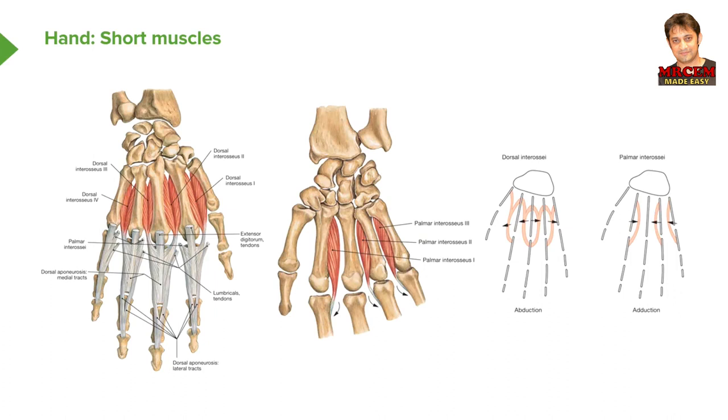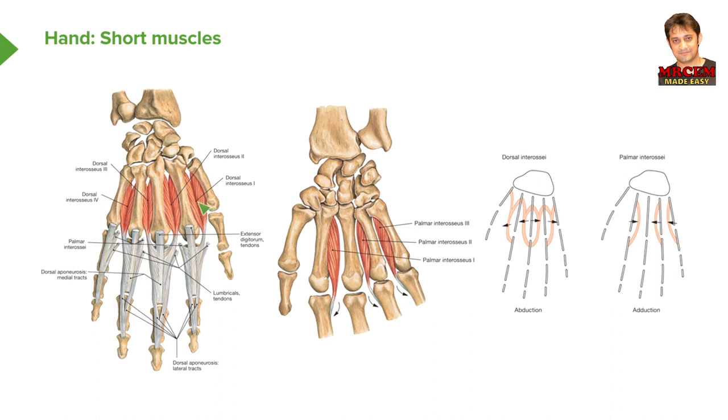Now let's carry on looking at a series of short muscles, and these are known as your interossei muscles. We have 2 different types of interossei muscles. We have dorsal interossei positioned on the dorsal aspect of the hand, and we have palmar interossei muscles positioned on the palmar surface.